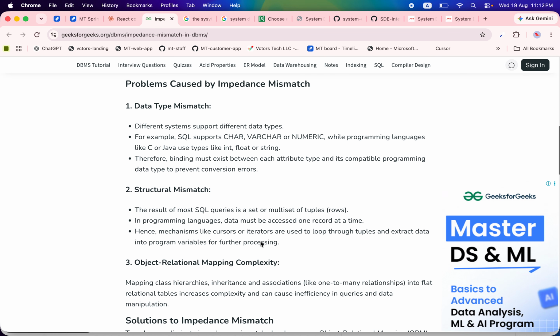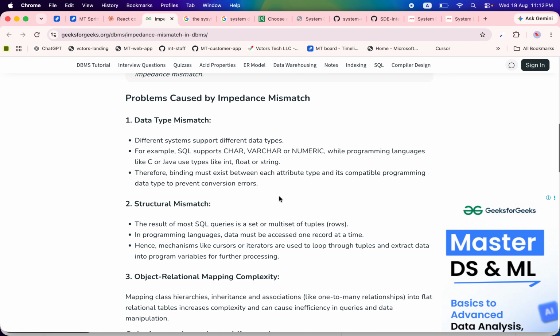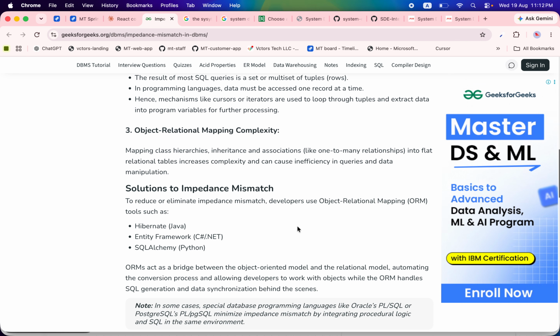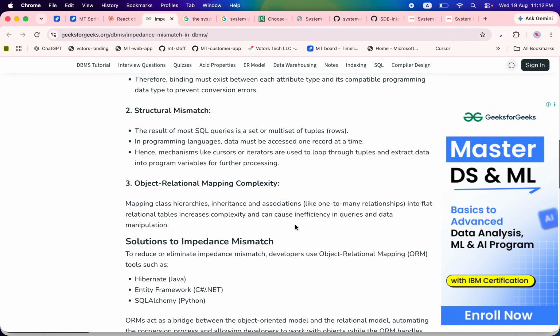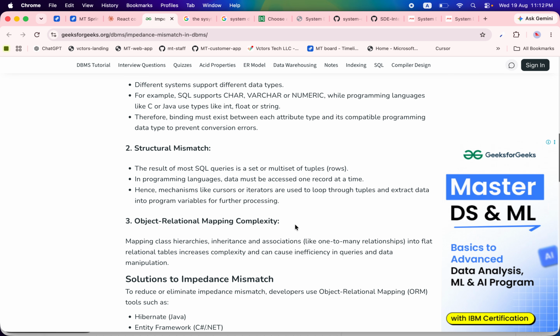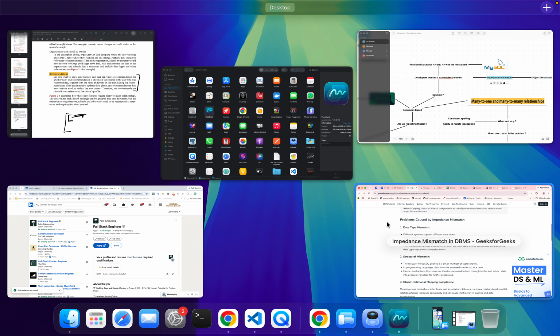So yeah, there is a data type mismatch between query languages like SQL, which supports char, varchar, numeric, and programming languages like Java, for example. So to handle such a mismatch, you would usually use something like the Hibernate object relational mapping tool. Maybe that's not that difficult today, but back then it was a little bit of a headache. So yeah, that was one reason.